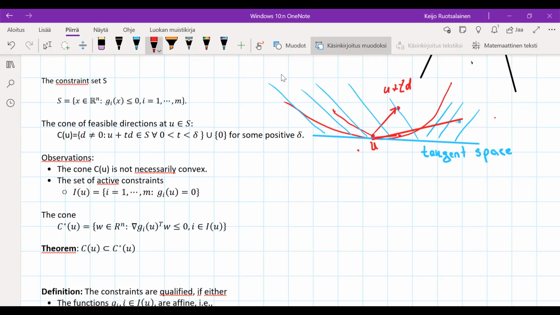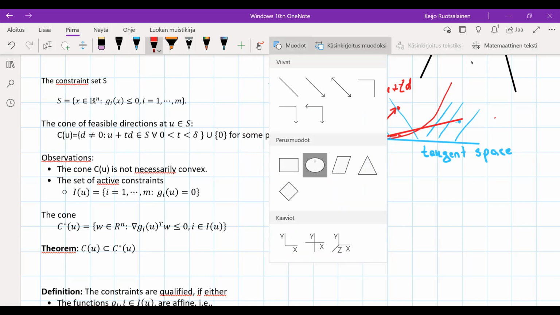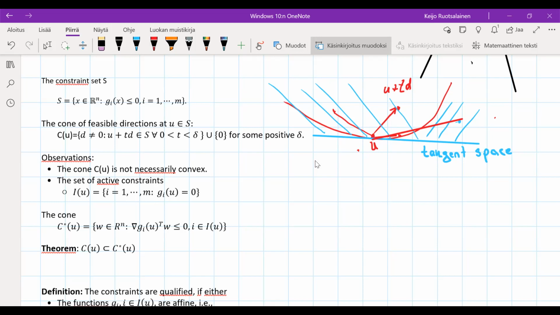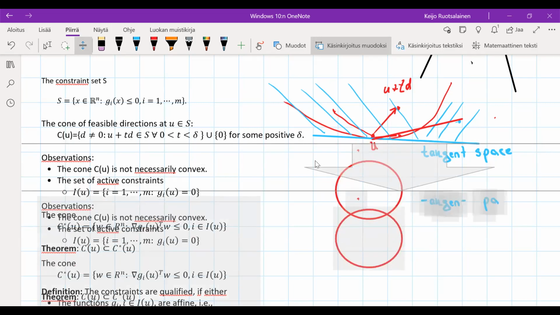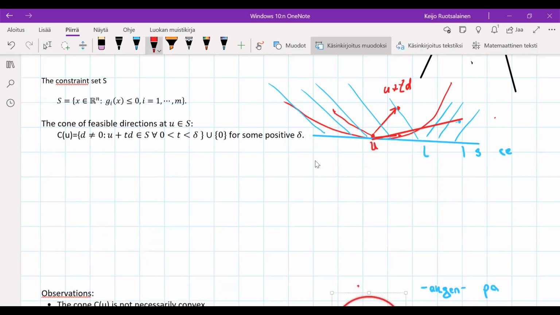Then, of course, we have the cases if we have several constraints. For example, I take a set like this.